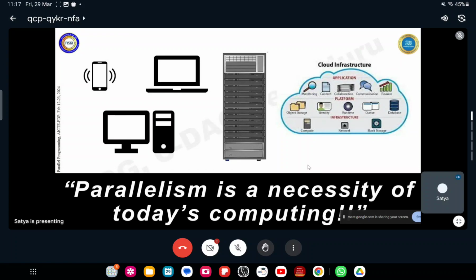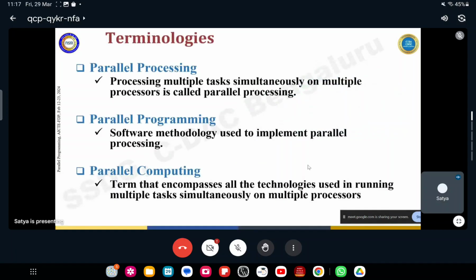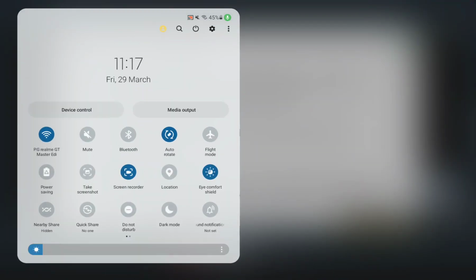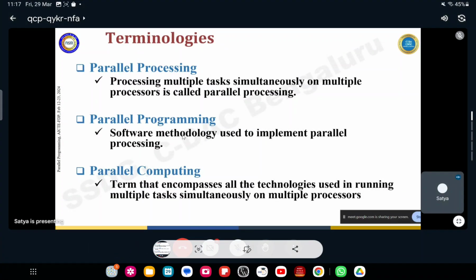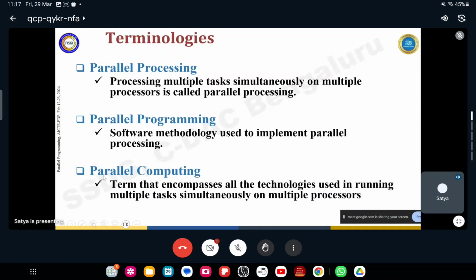Parallel programming is possible by using MPI, Open MPI, all these things. So now parallel processing, parallel programming, and parallel computing. These are the three terms you have to know individually. Parallel processing is processing multiple tasks simultaneously on multiple processors. Parallel programming, parallel computing we have to use. Parallel programming is the software methodology used to implement parallel processing.